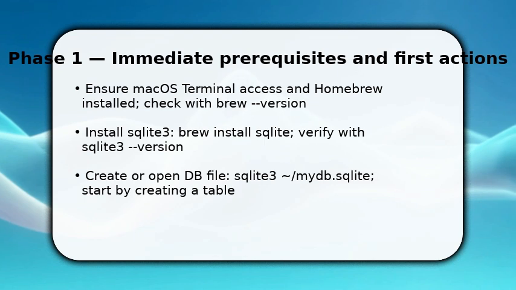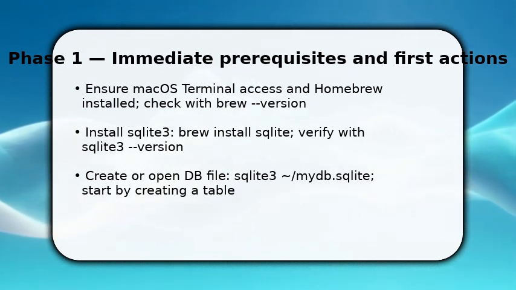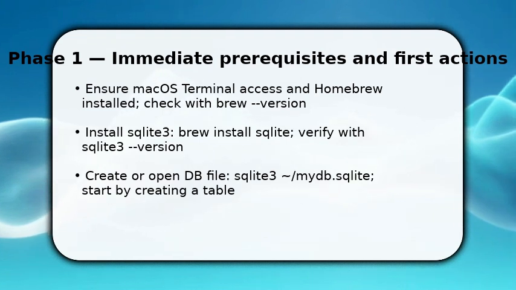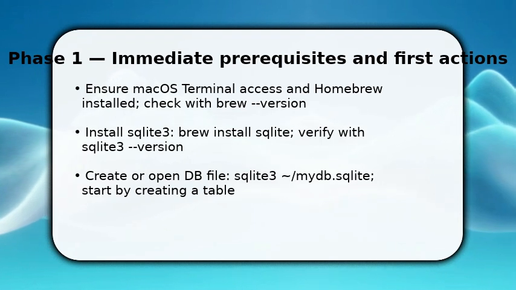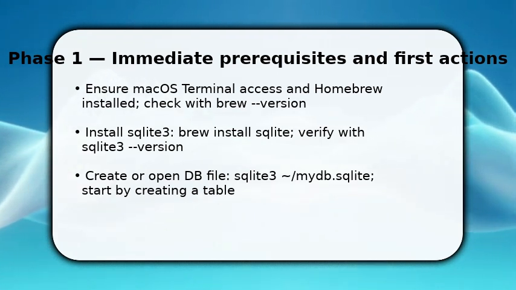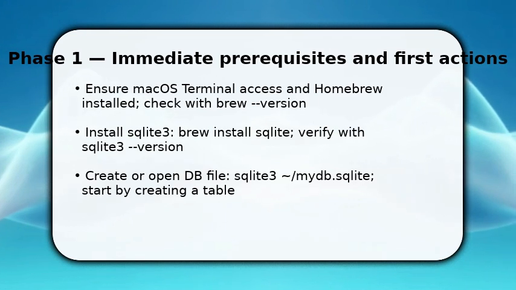Next, create or open a database file with sqlite3 ~/mydb.sqlite and immediately create a simple table to test. This quick first sequence gets you into the REPL so you can run SQL and see results. It removes setup friction and gets you writing queries fast.